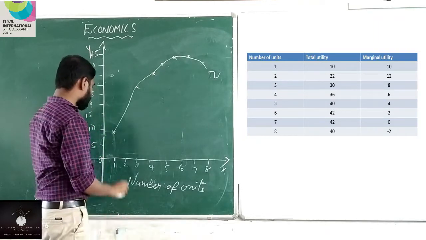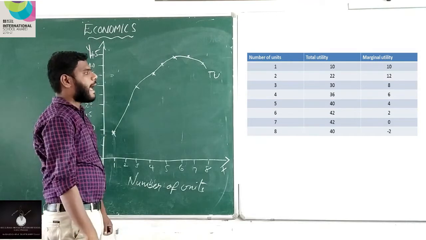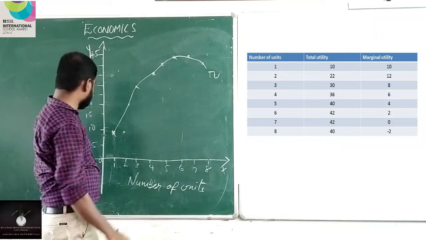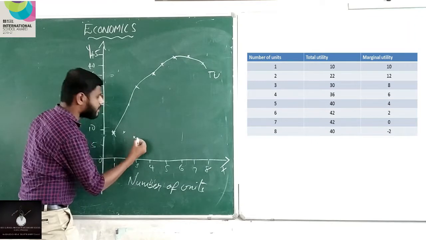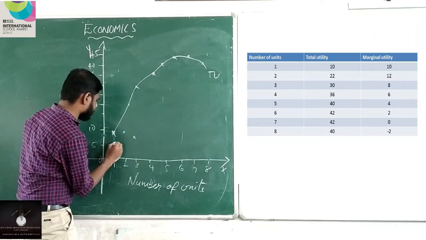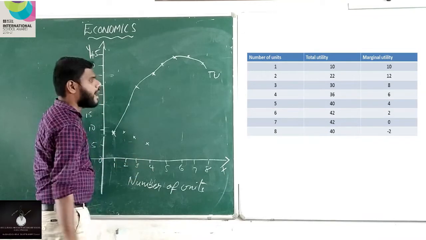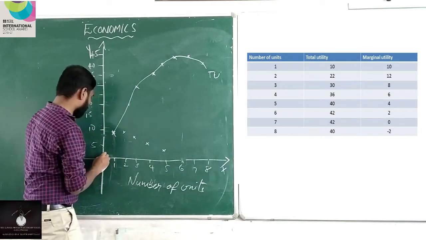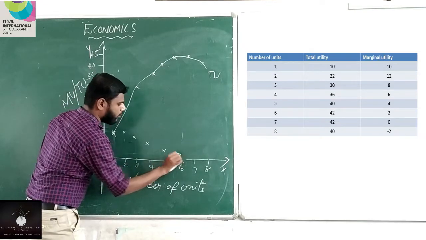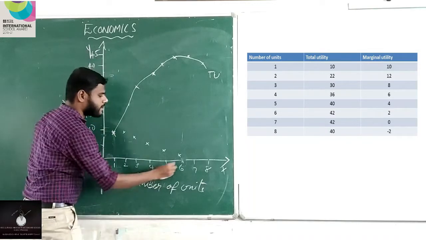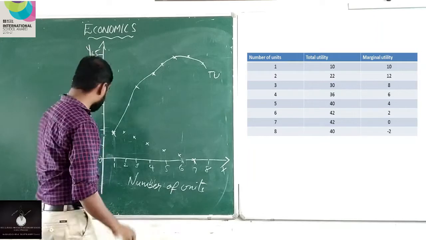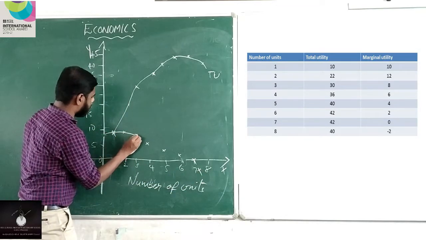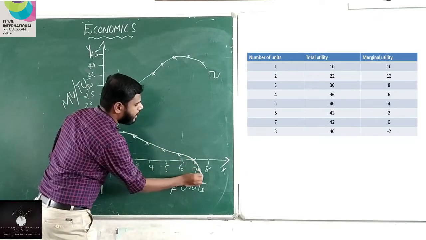Now, we have to plot the values of marginal utility. What are the values of marginal utility? For 1, it is 10. For 2, it is 12. Then for 3 it is 8. For 4 it is 6. For 6 it is 2, and for 7 it is 0. For 8 it is minus 2. If we join the points, we will get the MU curve.